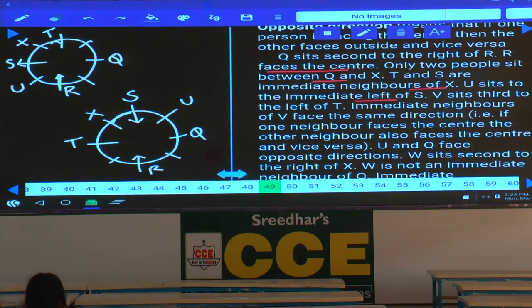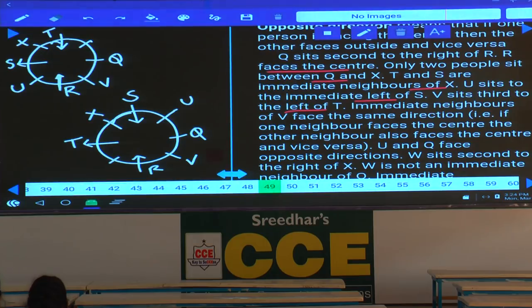And V sits third to the left of T. As V is seated third to the left of T, hence, V must be here. This is the only possibility. If V is here, then this T is facing towards the center. Then only V sits third to the left of T is valid. And in this case, V must be here. If V is here, this T must be away from the center. Then only V sits third to the left of T is valid.